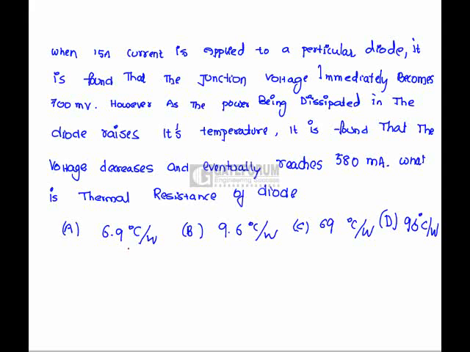When a 15 amps current is applied to a particular diode, it is found that the junction voltage immediately becomes 700 millivolts. However, as the power being dissipated in the diode rises its temperature, it is found that the voltage decreases and eventually reaches 580 millivolts. What is the thermal resistance of the diode?